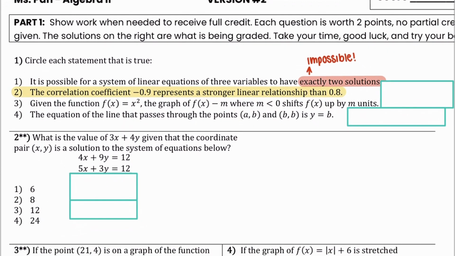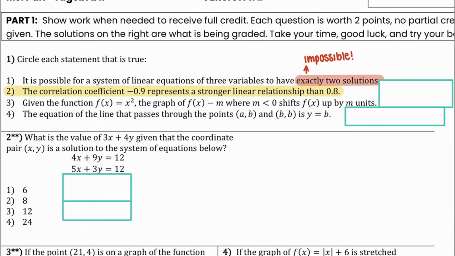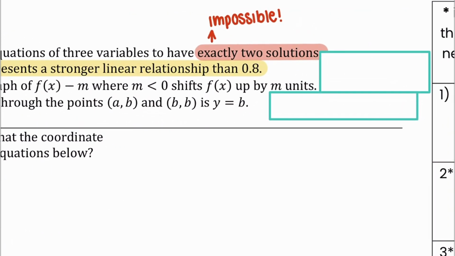Okay, looking at number 3, we have: given a function f of x equals x squared, the graph of f of x minus m, where m is less than 0, shifts f of x up by m units. So let's see. Regardless, we know f of x, if we are subtracting m, that means we're influencing the outputs, the y values. So it's going to shift the graph either up or down. So that's okay. So let's just interpret what this even means.